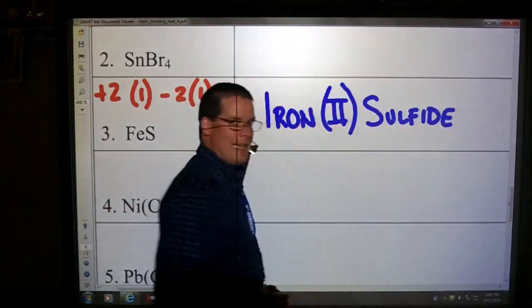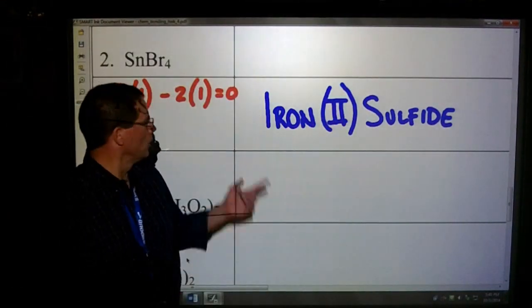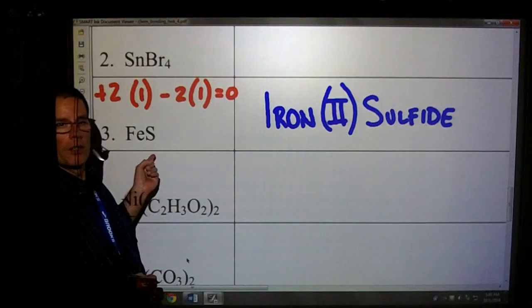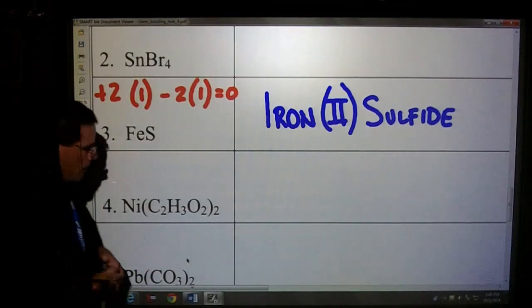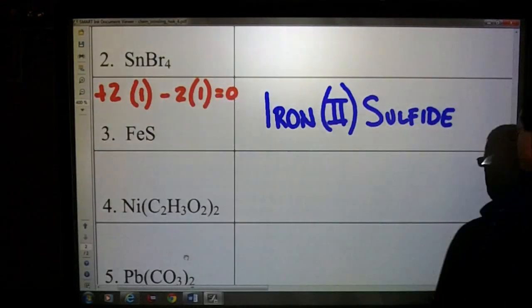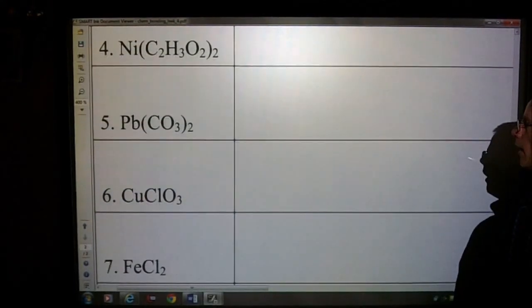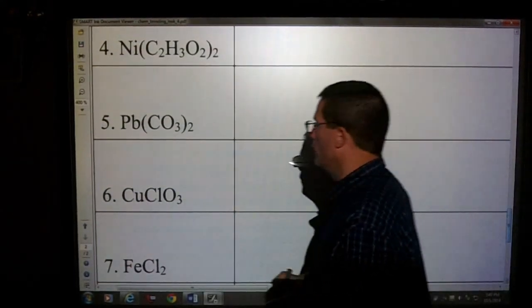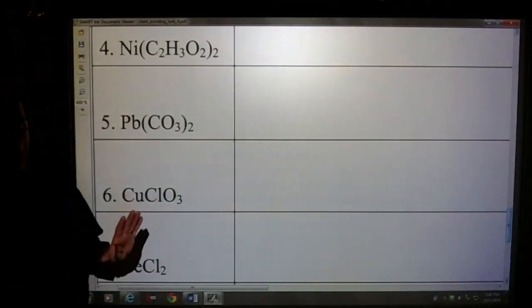Again, the IDE means that you're looking at a single element, or a single non-metal. All right, number 5, we have lead carbonate. Well, that's pretty easy.